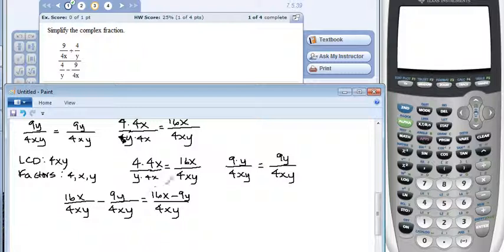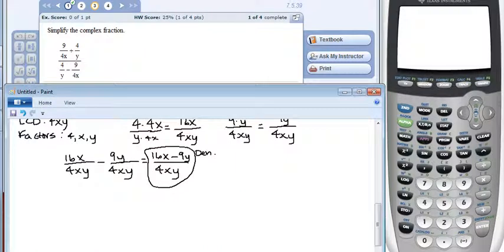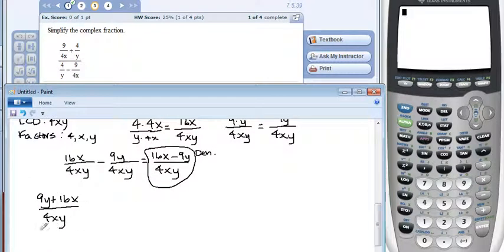Okay, so that's my denominator. So this piece of it here is my denominator all in one fraction. And this up here was my numerator all in one fraction. So now I'm going to take my numerator and divide it by my denominator, but I'm going to write them this way. So I have, boy, it's going to be hard to do this without, okay, so I have 9y plus 16x over 4xy. Is that what I had up there? 9y plus 16x over 4xy. And I'm going to divide that by my denominator. I'm going to write them side by side rather than up and down. 16x minus 9y over 4xy.